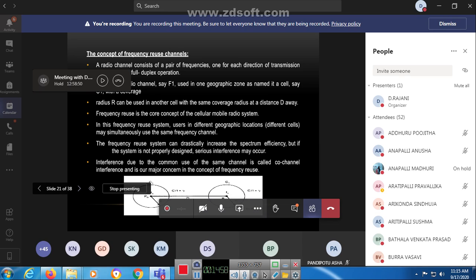So this is the distance from one cell to another cell, and since the distance is large, we can maintain that there is no interference. And at the same time, we can call this a frequency reuse system.